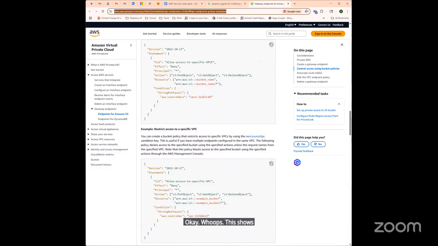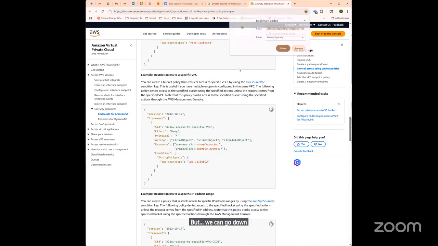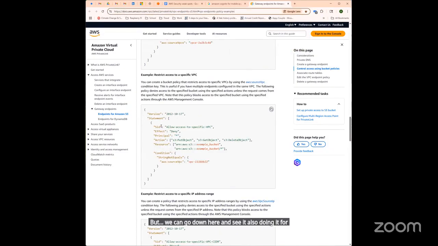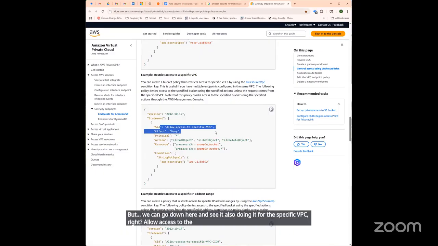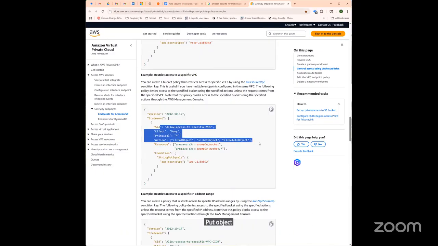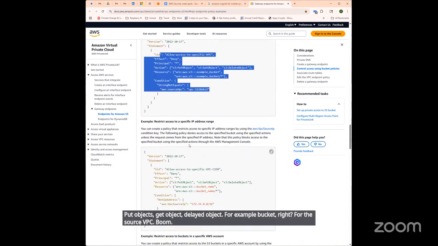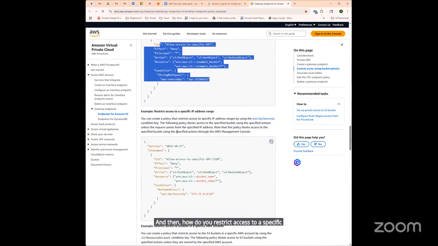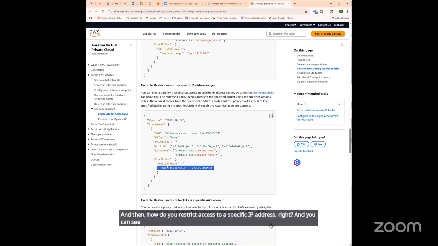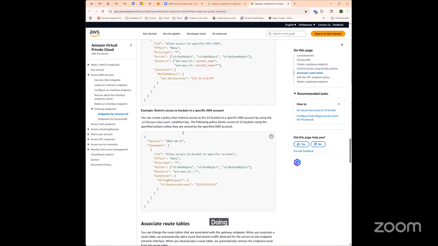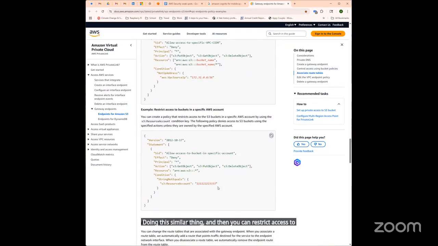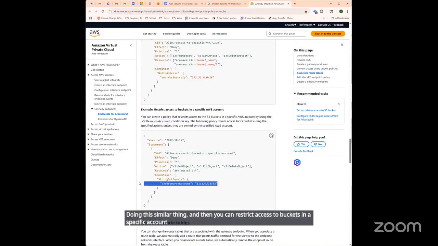This shows the same thing, but we can go down here and see it also doing it for the specific VPC, right? Allow access to the VPC, deny put object, get object, delete object, for example, bucket. For the source VPC, boom. And then how do you restrict access to a specific IP address? You can see the IP address right here, doing this similar thing. And then you can restrict access to buckets in a specific account. Here's the account right there.